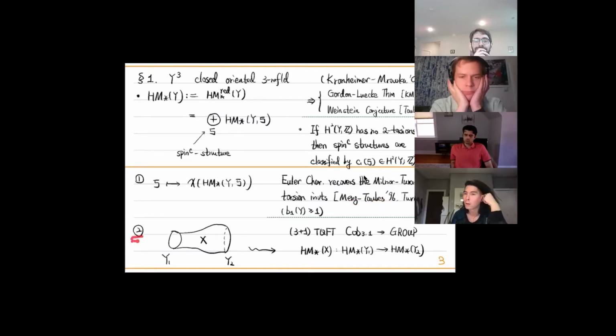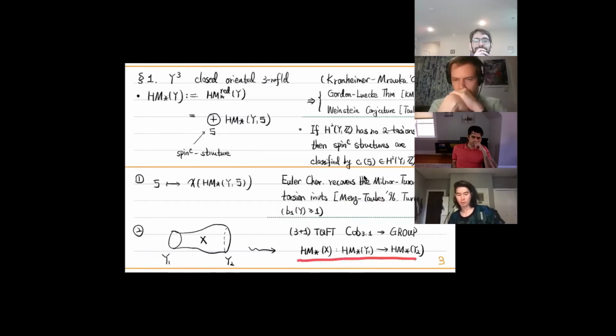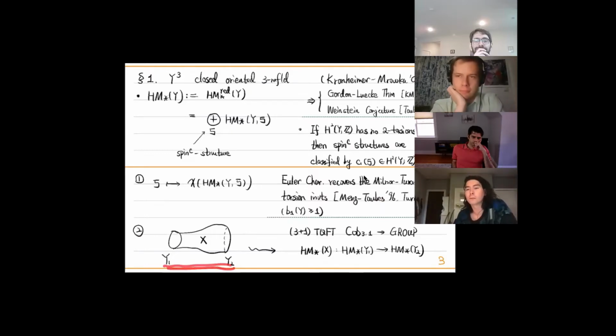So the second property here is the 3+1 TQFT structure, meaning that whenever you have a four-manifold cobordism from Y1 to Y2, we can construct a cobordism map from the Floer homology of Y1 to the Floer homology of Y2. Moreover, this assignment is functorial with respect to compositions of cobordisms. In the end, we obtain a functor from the 3+1 cobordism category to the category of groups. So we'll generalize these two properties later for three-manifolds with toroidal boundary.